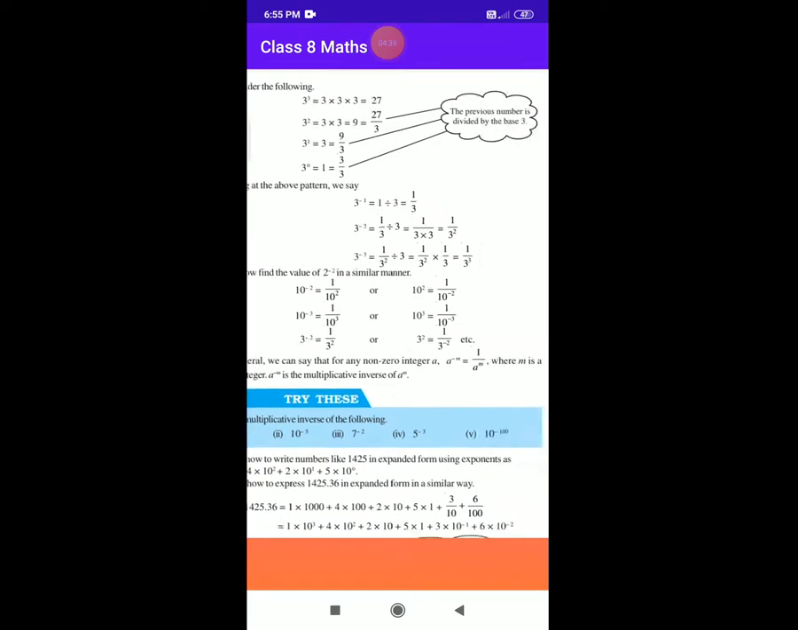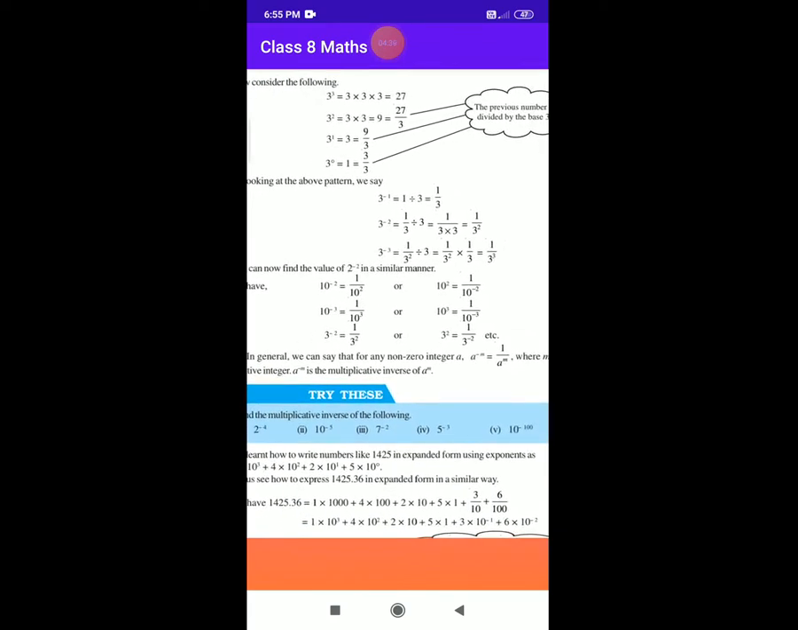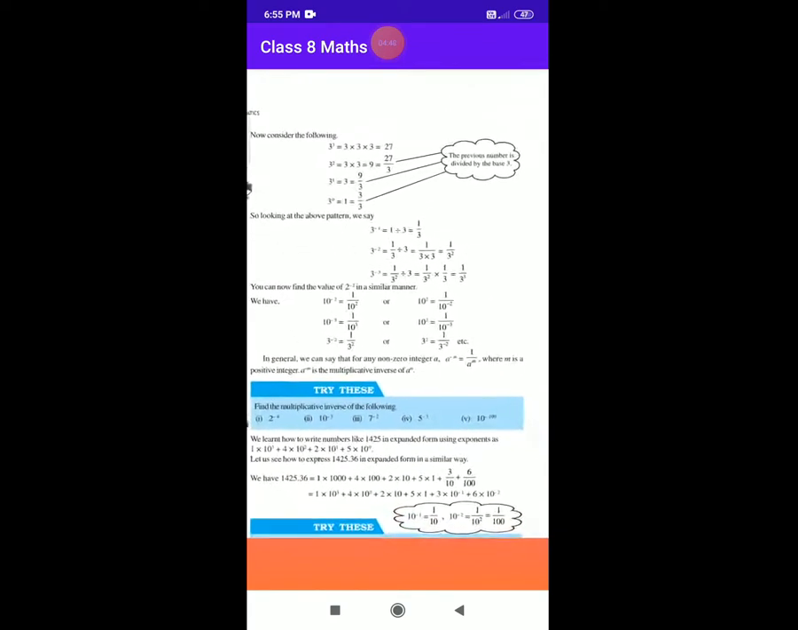Now, look at the screen. For your practice, try this. Find the multiplicative inverse of the following.